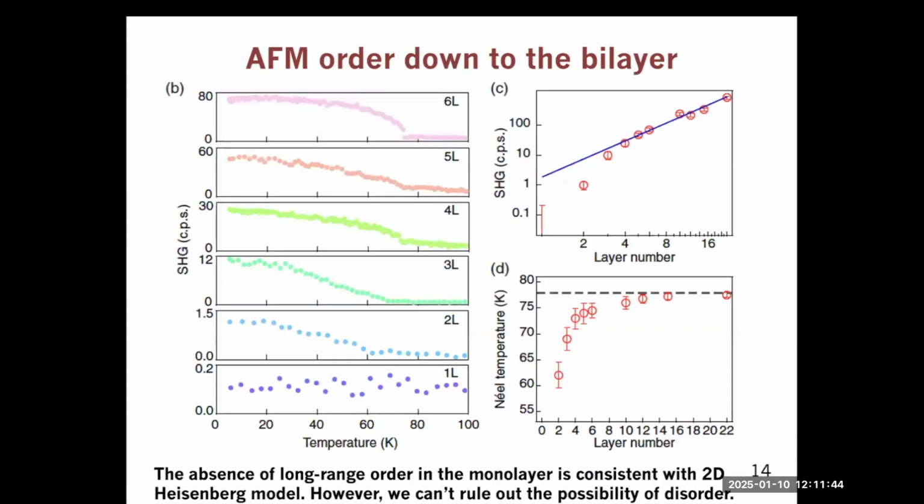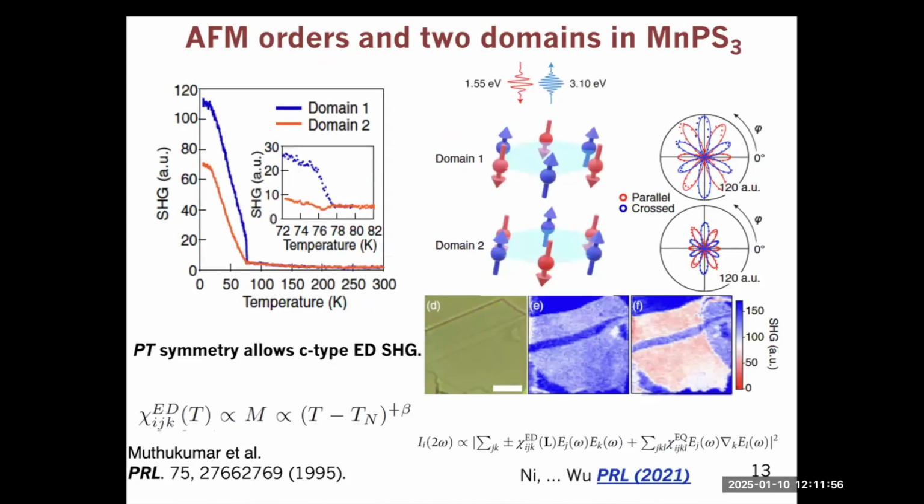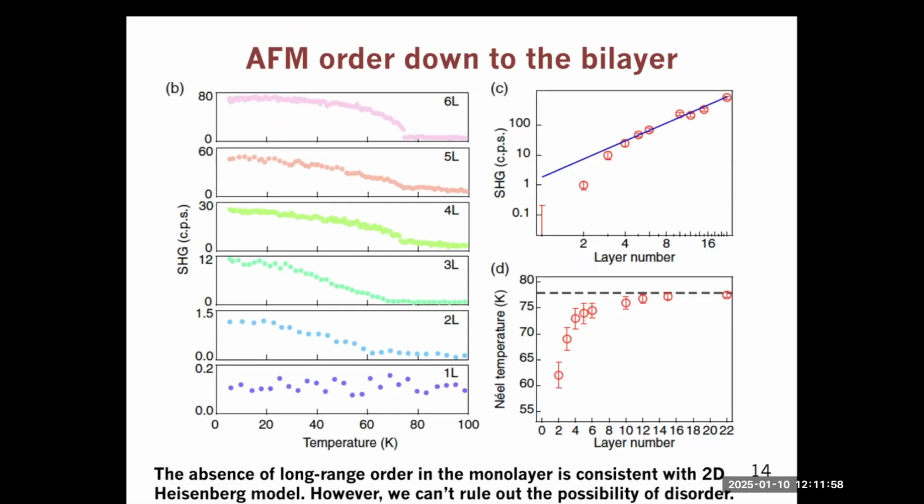Okay, so then we do the same trick as in graphene, that we learned from the graphene work. So then in the two-layer limit, we can see the transition. Again, we define where the signal splits as the Néel temperature. Okay, so the Néel temperature is suppressed. That's because the fluctuations become more important in the bilayer limit. And we didn't see the order in the monolayer. It could be the Heisenberg model, but it could be disorder.